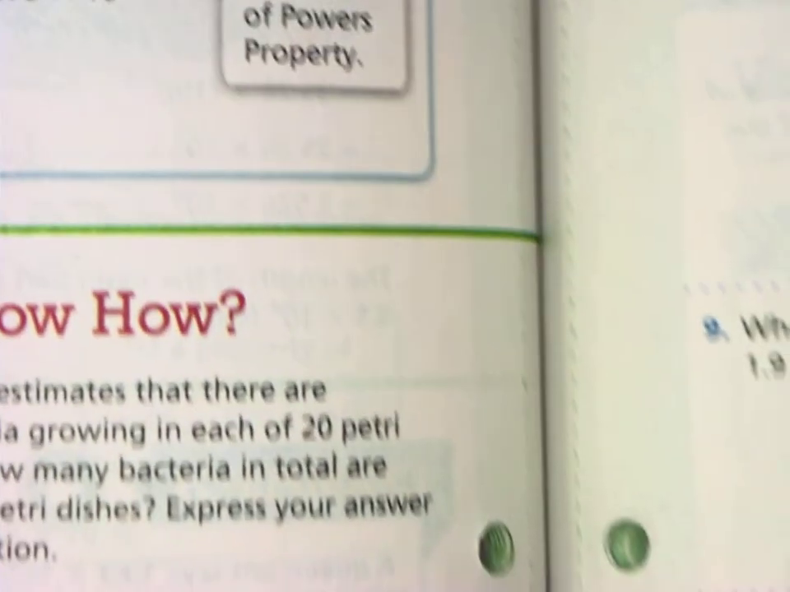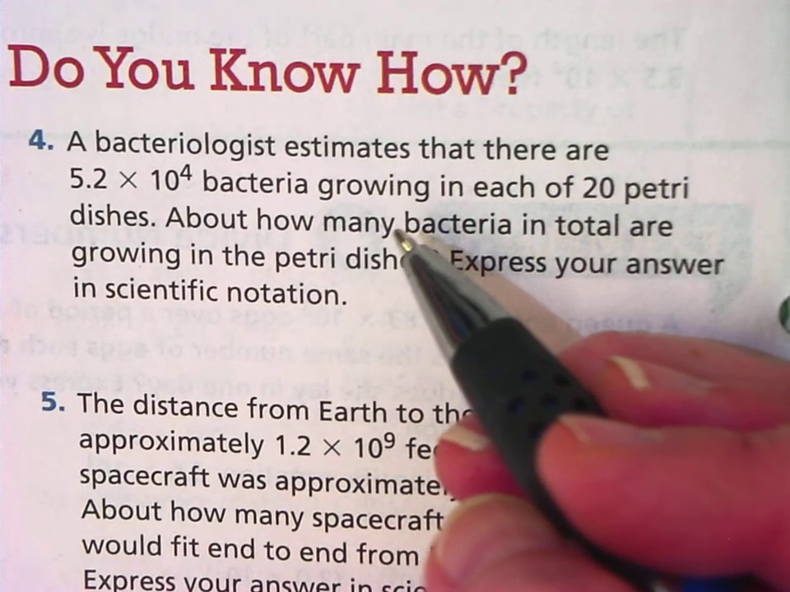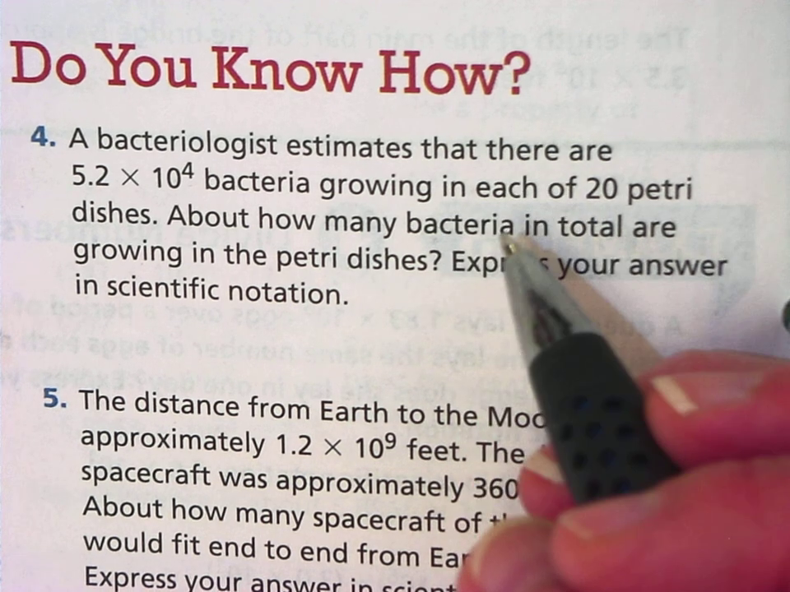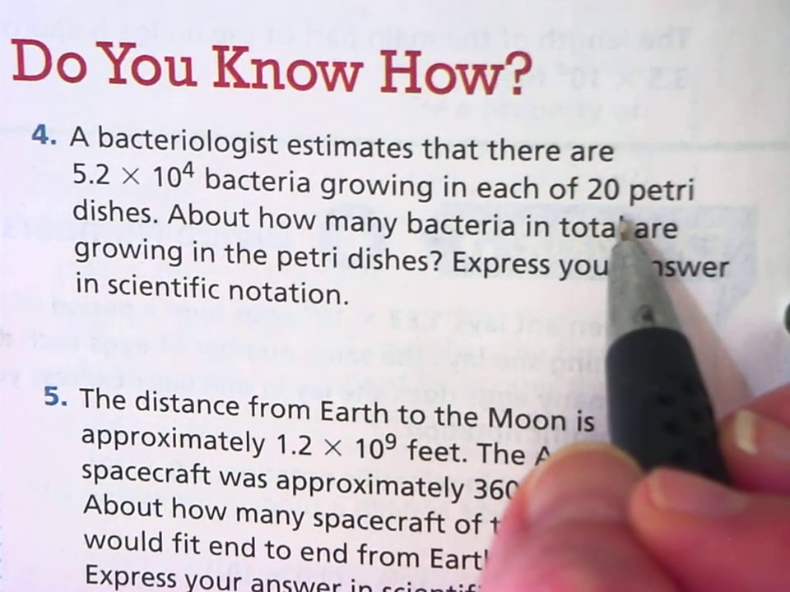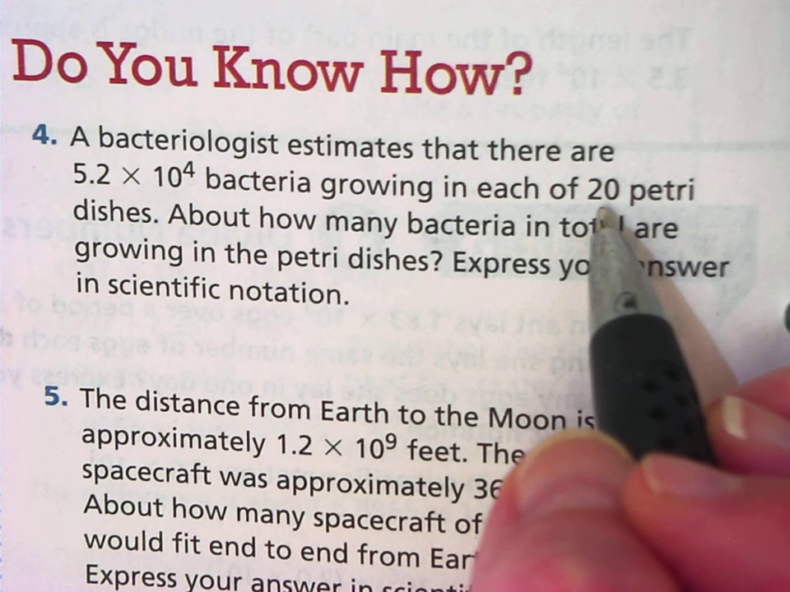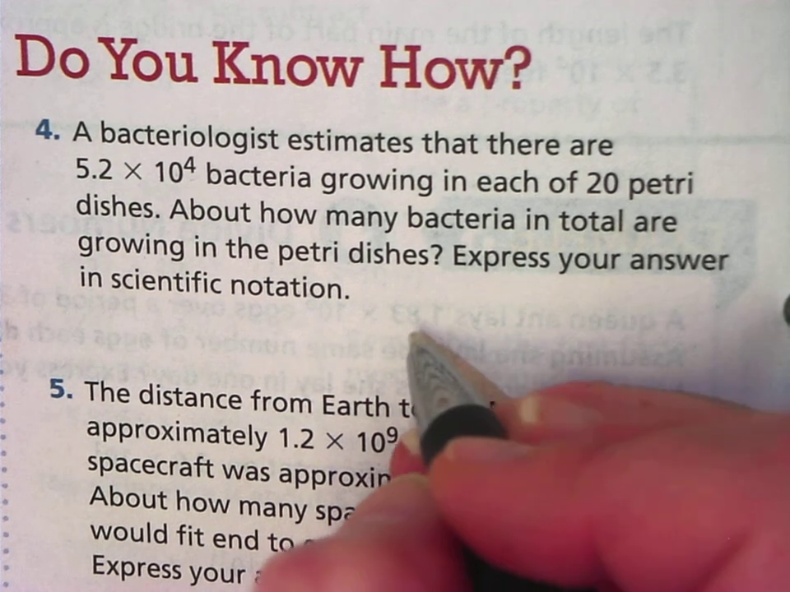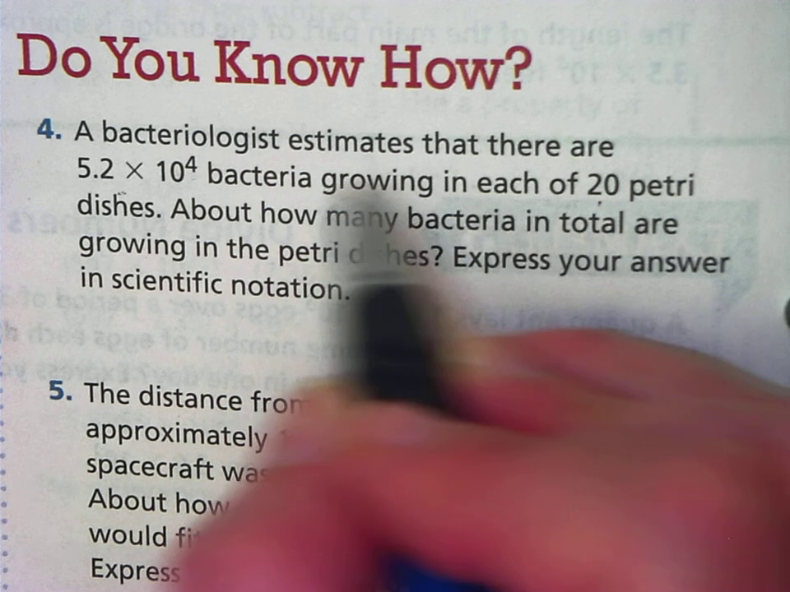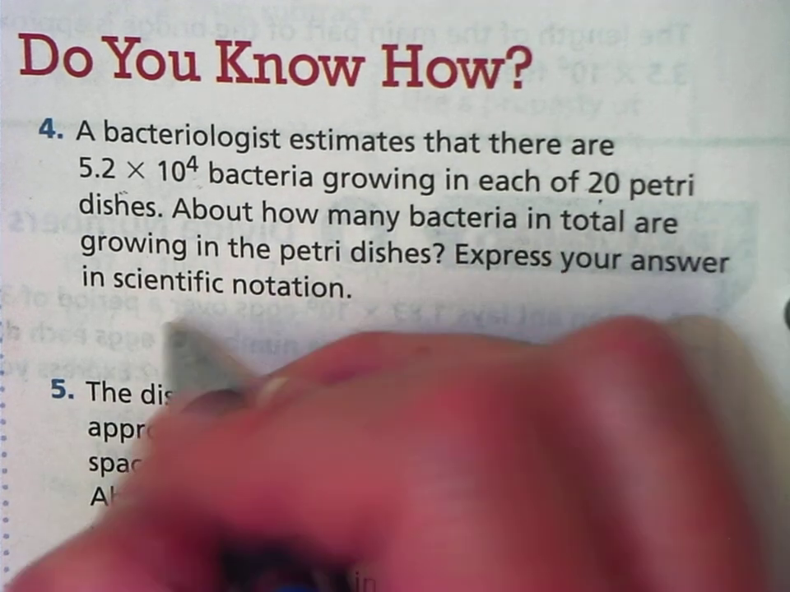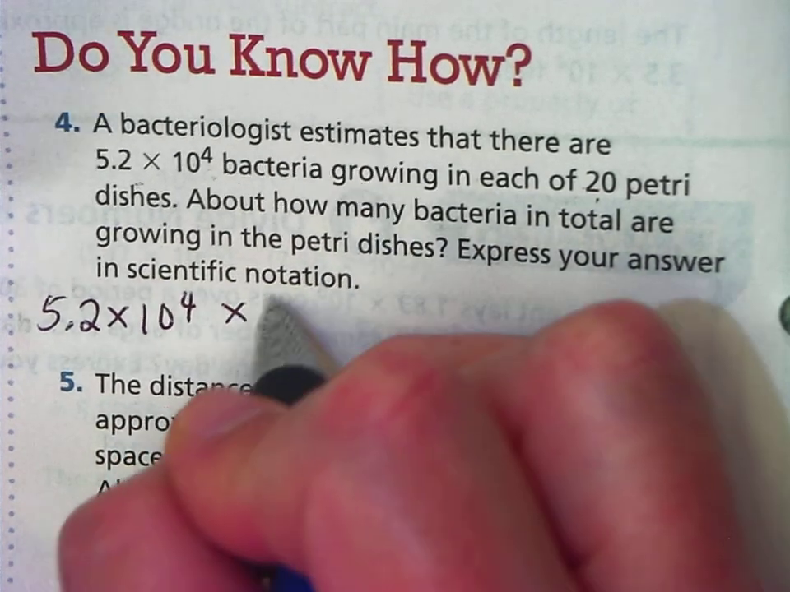So if we go back to this page we started on, page 70, and look at this top one: a bacteriologist estimates that there are 5.2 times 10 to the 4th bacteria growing in each of the 20 Petri dishes. About how many bacteria in total are growing in the Petri dishes? If there's this much in each one, then we're going to multiply. So we're going to take 5.2 times 10 to the 4th times 20.